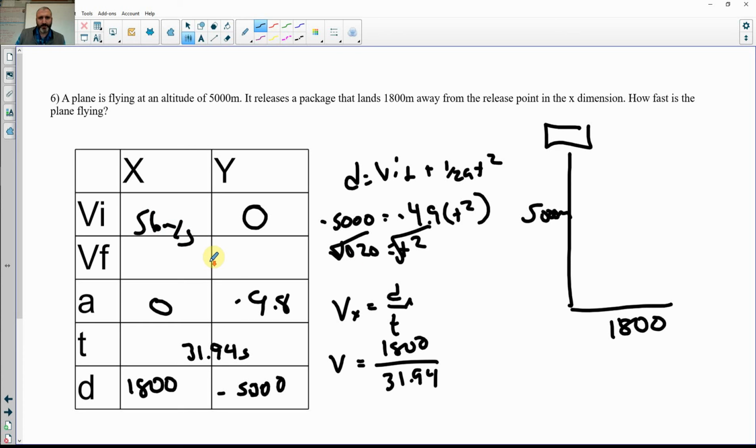The other way to do this is to do VF squared equals VI squared plus 2AD and figure out the VF and then figure out the time, but I believe, actually, you should get the same time there for that part of the problem. Then again, 56 meters per second after that.